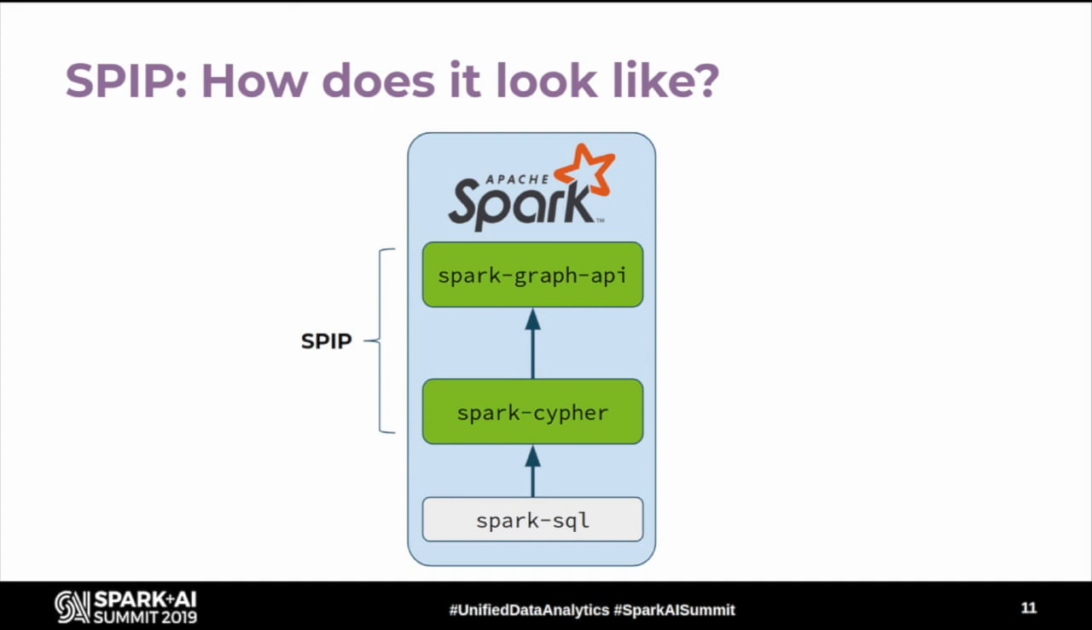So on a higher level, what does this SPIP look like? As I mentioned before, on the lowest level, we have Spark SQL, which we translate to. On top of it, we define two new modules. One is Spark Cypher, which is essentially most of the engine behind it. And on top of that, we have a Spark Graph API module, which includes all the user-facing APIs.